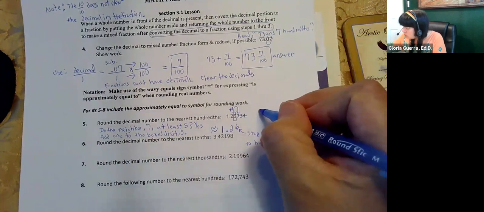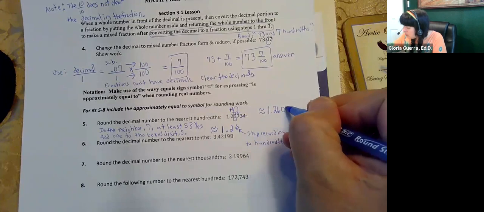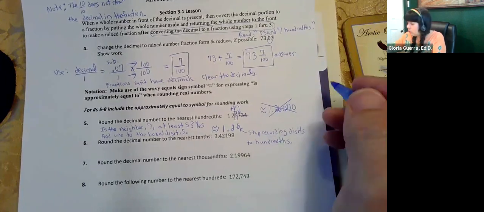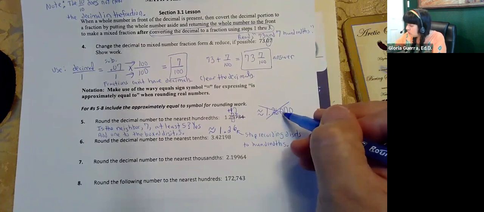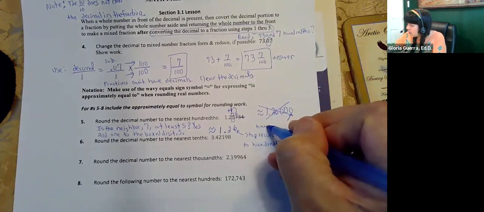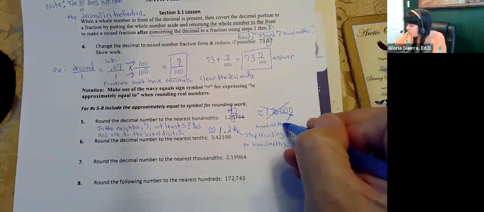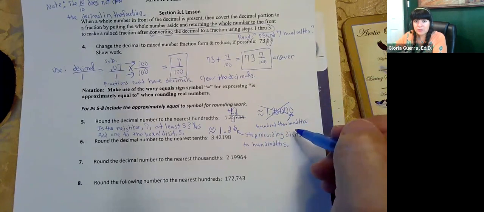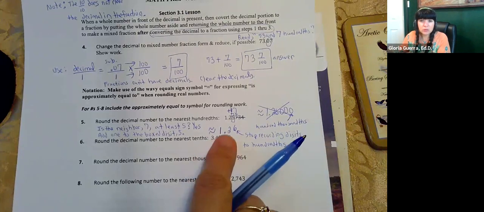So don't do this: approximately 1.26 and then a 0 for the 7, a 0 for the 3, and a 0 for the 4. Don't do that, because then you're recording to the tens, hundreds, thousands, 10,000s, 100,000s. You're recording to the 100,000s, and they don't want you to do that. They only want you to record to the hundreds.